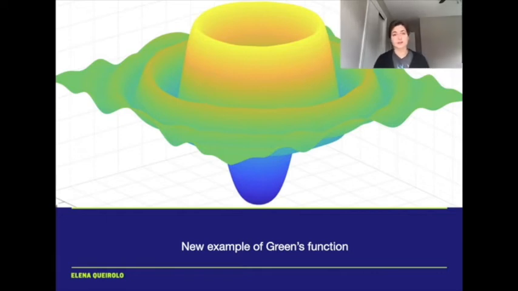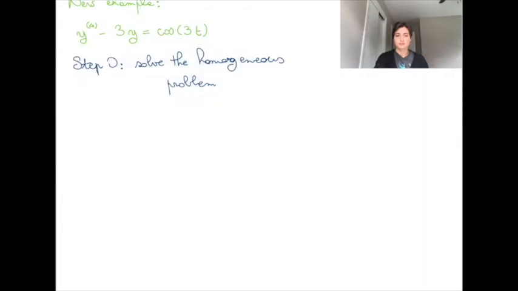In this video, we're going to look at a new example of the Green's function. We're going to take a fourth order ODE, constant coefficients, but with a non-homogeneous forcing term. As a first step, we're going to solve the homogeneous problem, and I'm not going to go into details. You apply the characteristic polynomial and you're happy.